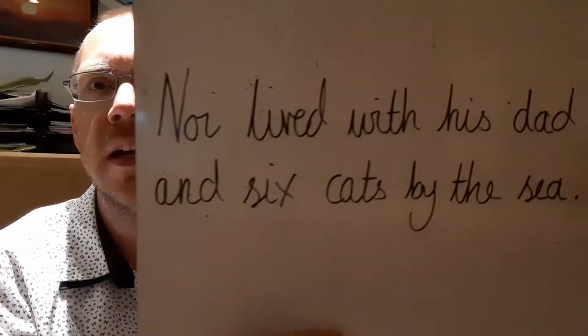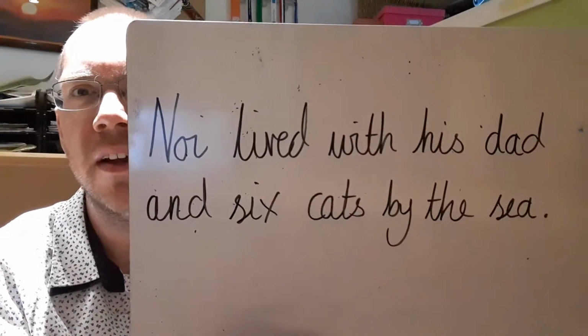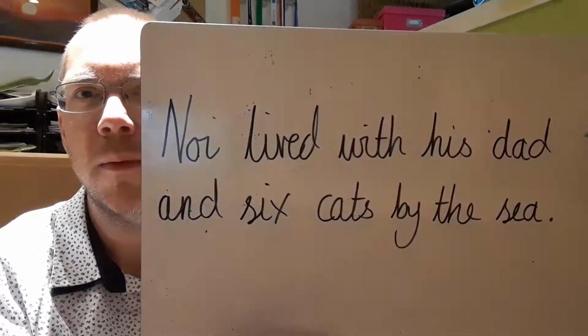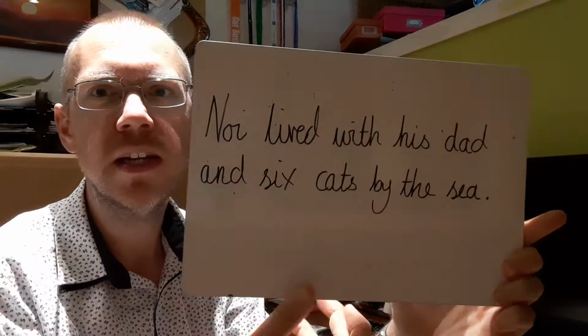Okay then, so lesson 1 is about you using your imagination, doing a little bit of detective work, a little bit of inference and deduction to draw a picture. And I'm going to give you a sentence, the opening sentence from our story. And that sentence is this. It says, Noy lived with his dad and 6 cats by the sea. Noy lived with his dad and 6 cats by the sea.